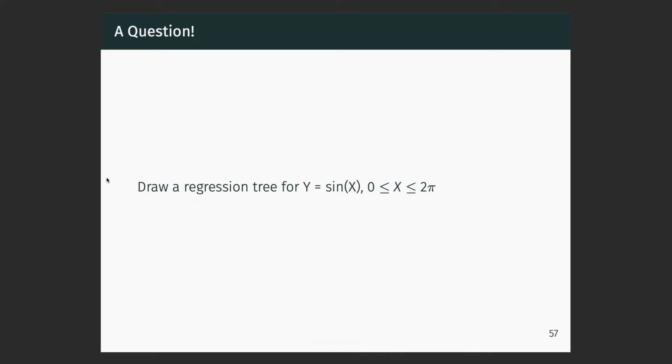Okay, so this is a brain teaser. Now, imagine you have y equal to sine of x, where x is varying from 0 to 2 pi. Can you draw a decision tree for that? So the real input that is given to you is x, the real output given to you is sine of x. You have to draw a decision tree, which means that you will keep on splitting the attribute x into different ranges, like x is less than 0, x is less than 1, x is less than 2. And then for all of those levels, you have a constant line.